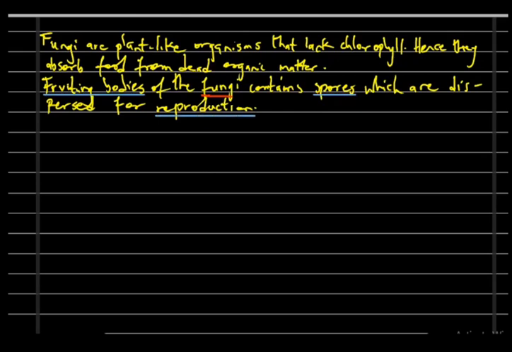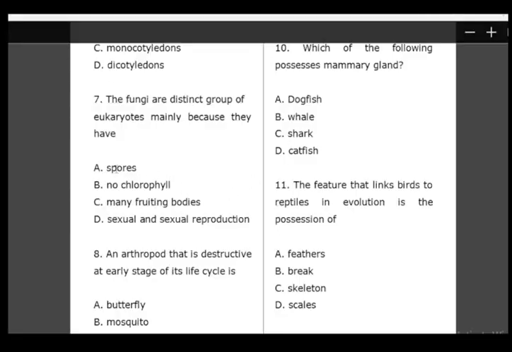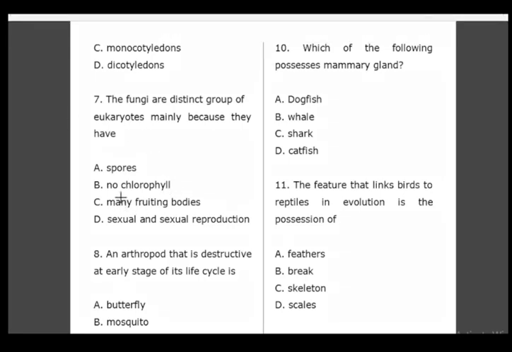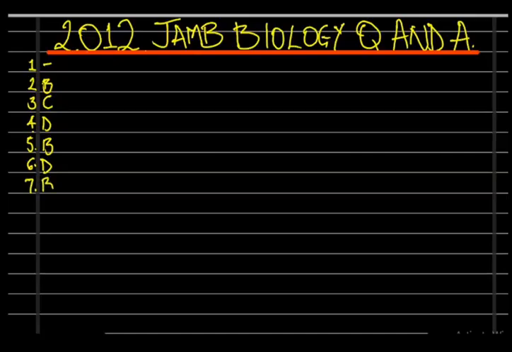So we can see that the fungi that we have here is actually having spores. It possesses spores. It also has many fruiting bodies, as well as carrying out reproduction. So the only thing that it does not have here is the chlorophyll. So that is going to be our answer. 7 is option B. And then we move to question 8.